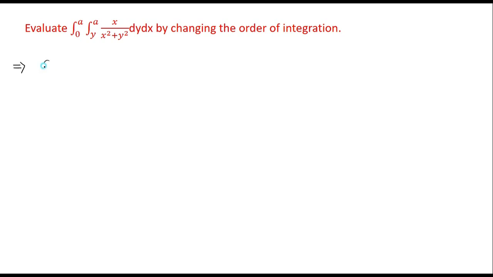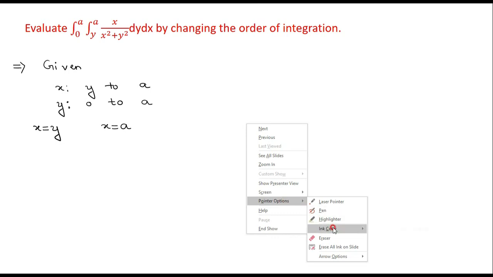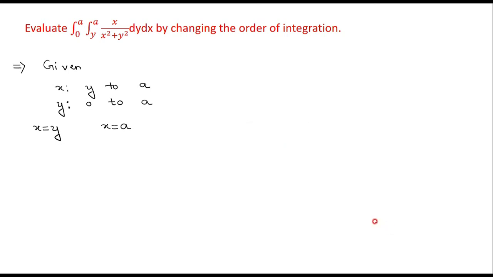So given that x varies from y to a and y varies from 0 to a. So here the limits are x is equal to y and the other limit is x is equal to a. The x is equal to y represents a straight line passing through the origin. So let me plot it.